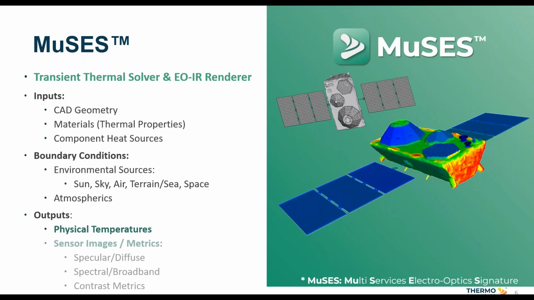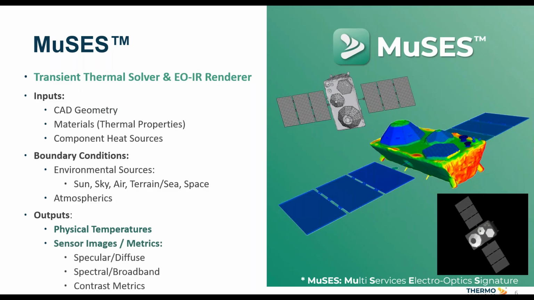And then we can go a step beyond that and predict what that satellite system would look like to an EOIR sensor. This can be done in a band integrated way or a hyperspectral way. We can consider specular and diffuse surfaces and derive a variety of metrics from these sensor images that we radiometrically generate.